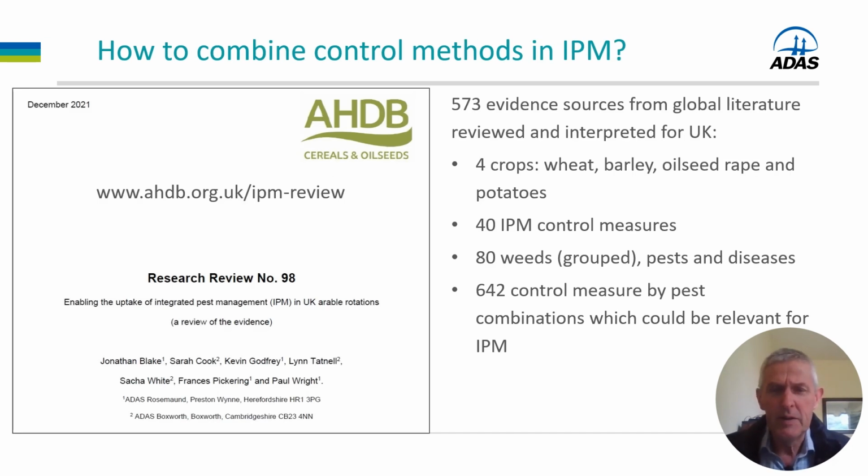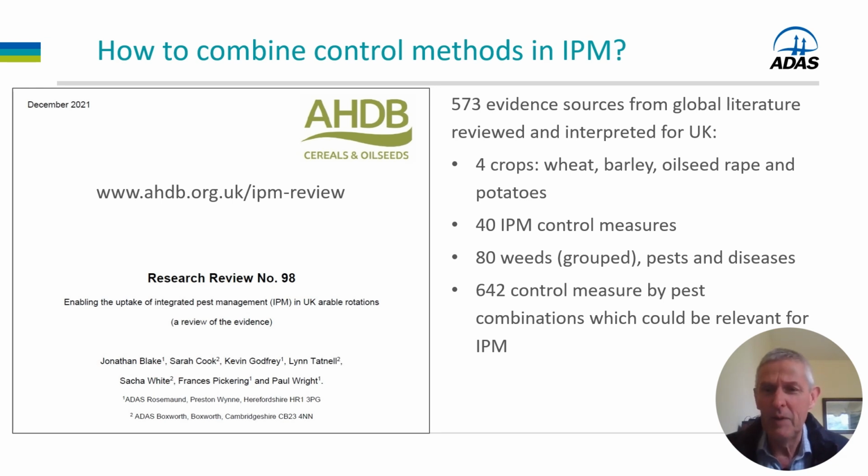So to help with those decisions, back in 2021, we produced this review for AHDB, in this particular review, for the major arable crops. And that review is available online. In that review, we looked at over 500 sources of evidence and reviewed and interpreted them for the UK about how effective and practical they're likely to be. For those 4 crops, we found evidence on 40 IPM control measures against 80 weeds, pests and diseases.